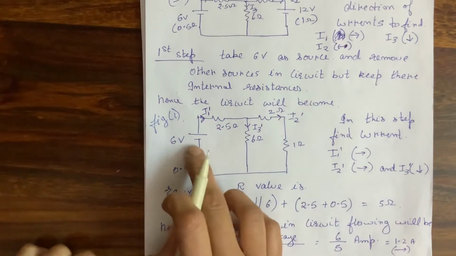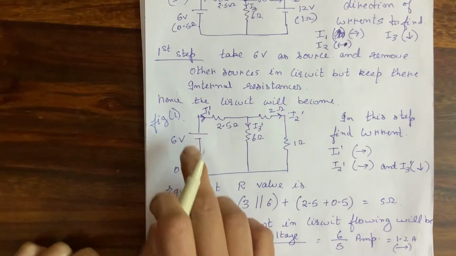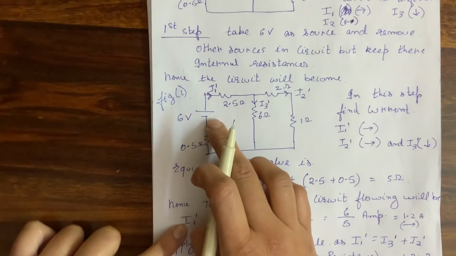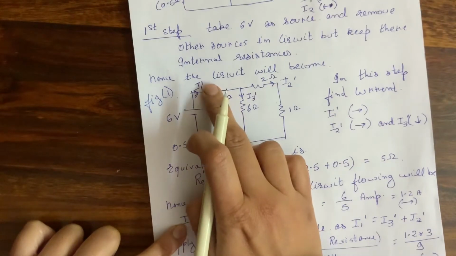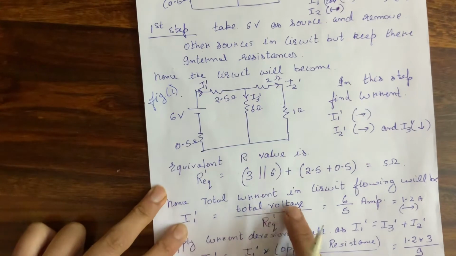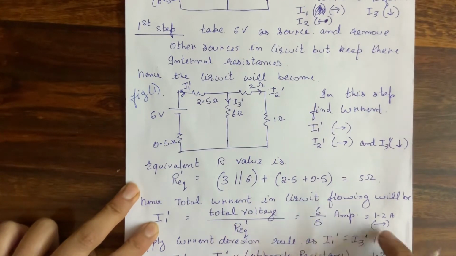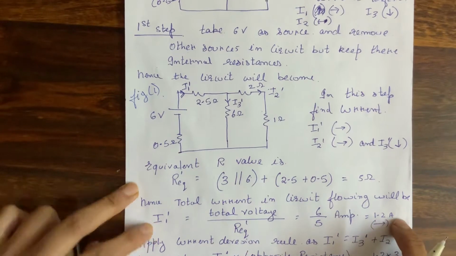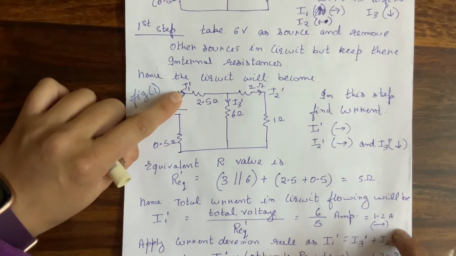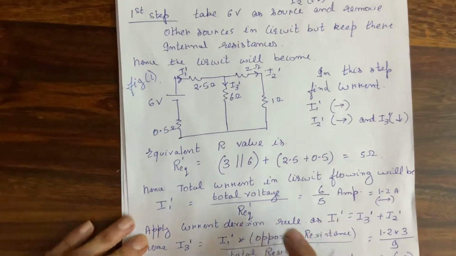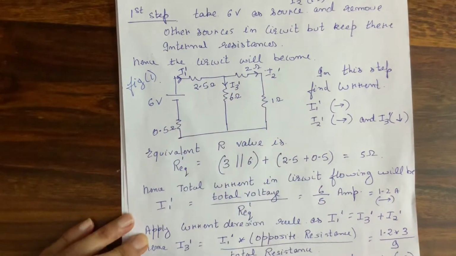Now we know the total R, we know the total voltage, hence we can find the total current flowing from this voltage source, which I have named I1 dash. So I1 dash is total voltage upon R equivalent, that is 6 upon 5, hence 1.2 ampere, and the direction shown is here going towards the right. Now apply the current division rule to find I2 dash and I3 dash.